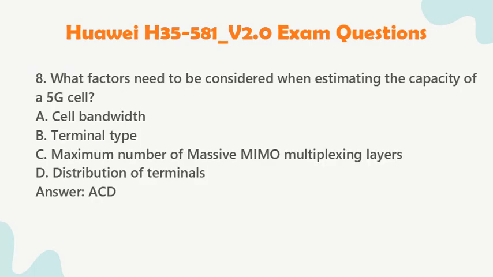8. What factors need to be considered when estimating the capacity of a 5G cell? A. Cell bandwidth. B. Terminal type. C. Maximum number of massive MIMO multiplexing layers. D. Distribution of terminals. Answer. A, C, D.